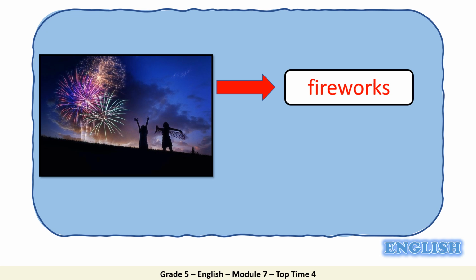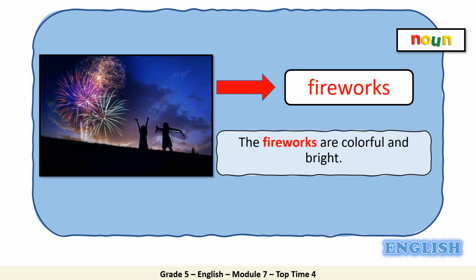What about this picture? What can you see in the sky? Are these stars? No, they are fireworks. The word fireworks is a noun. For example, the fireworks are colorful and bright.